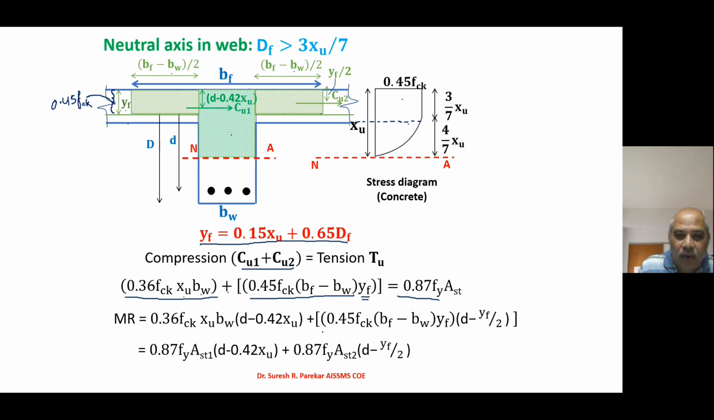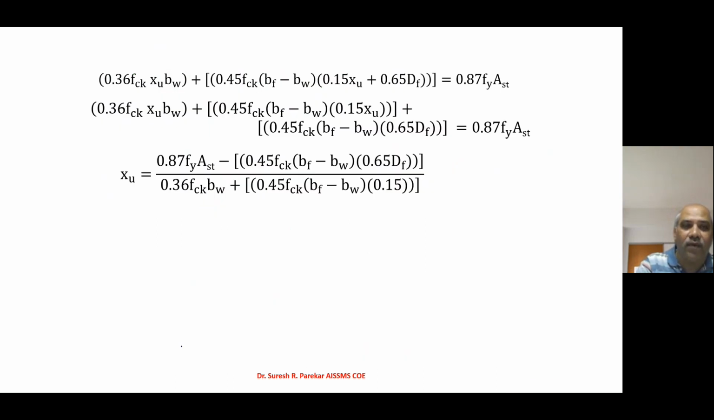Then MR we have now: the first part will be as it is, no change in this. In the second part, we are replacing DF by YF, because your force CU2 will act at YF by 2. Means now we have this as YF by 2, because we have this distance as YF. And this YF portion is stressed to 0.45 FCK. And from this we can now find the value of XU, and we can find the value of MR.